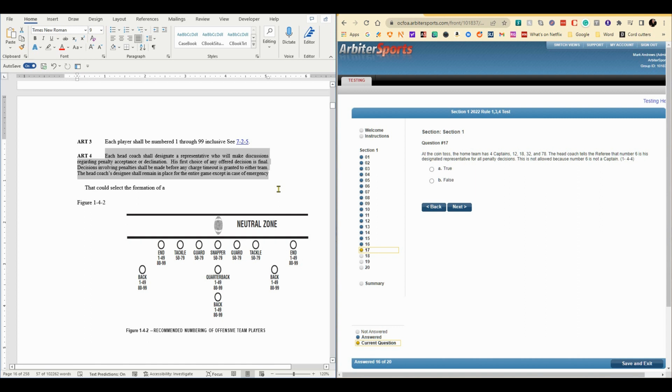And from a practical standpoint, we're not going to use this guy. We're going to go to the head coach if there's any real question about acceptance or declination. We're not going to go to this representative. But by rule, he can do this, and he does not have to be a captain. So this is false.